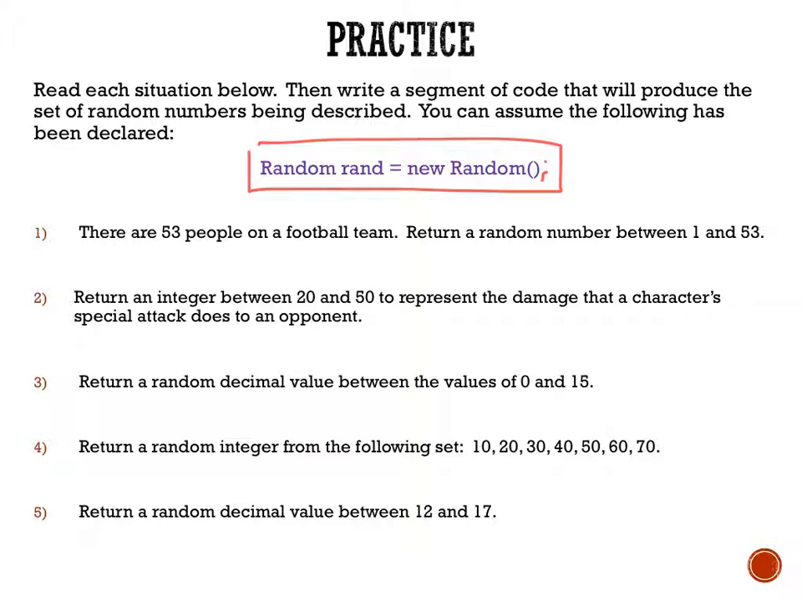Just for example, to help you out if you're not sure what to do in number 1, it says there are 53 people on a football team, return a random number between 1 and 53. I know that I have my football number. I'm just going to have that be the variable where I save it. My football number, assuming it's a variable I've already created, will be, I use my random object, I use the next function to generate a random integer, and then my first value is 1 and my last value is 53, so I know that this would be 54.